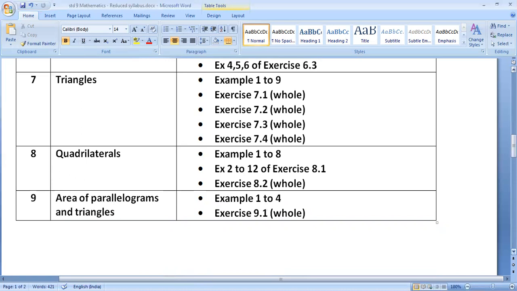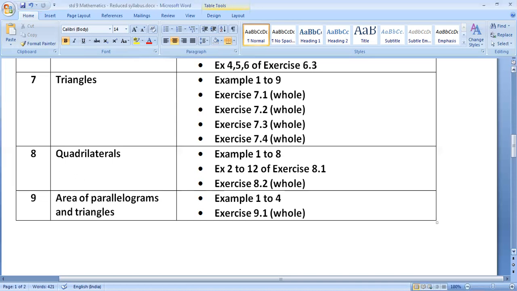Page number 139, properties of a parallelogram, in which theorem 8.1: a diagonal of a parallelogram divides it into two congruent triangles. This is the most important theorem, which you have to prove along with the proof. I have given this theorem along with its proof on my channel. You should go and learn this theorem in detail. So this theorem 8.1 you have to prepare along with the proof, in which the data, what to prove, and the proof along with the figure you have to write.